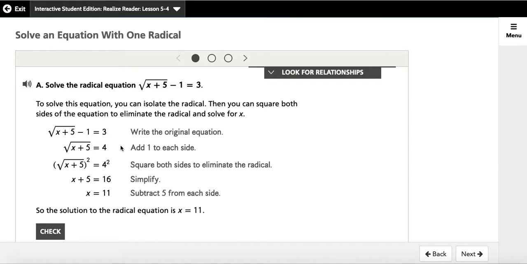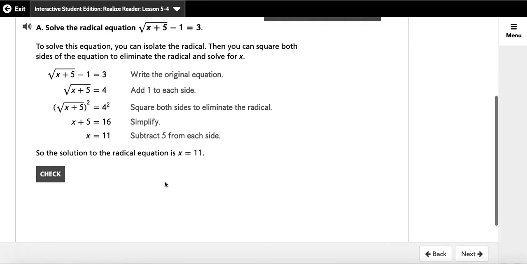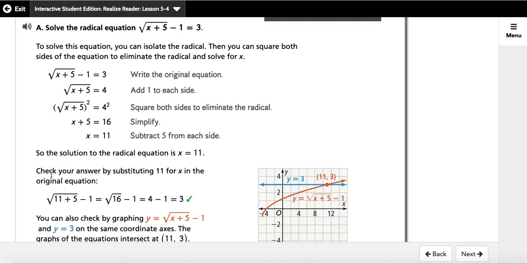Whatever you do to the left side, you've got to do to the right side. So when you square this, you get x plus 5. When you square 4, you get 16. And now, subtract 5 from both sides, you get x equals 11. Final answer, x equals 11. However, you need to check it. This is very important at the end of these, to check the answer, because when you square both sides, you could create an extraneous root, one that doesn't work.